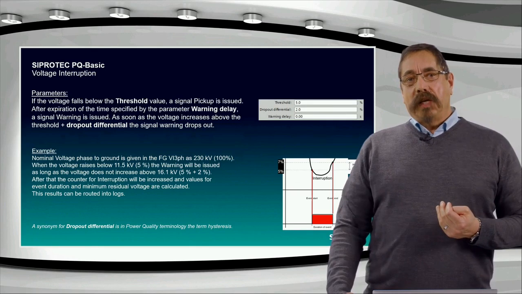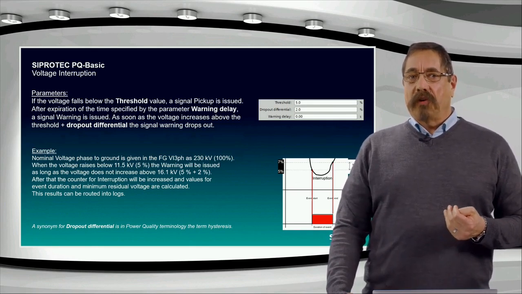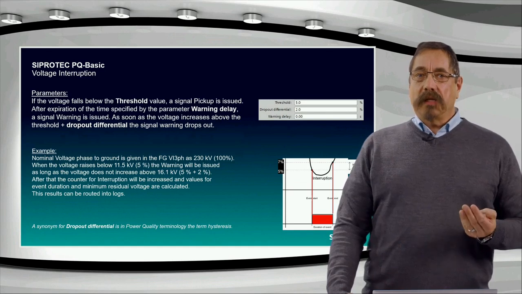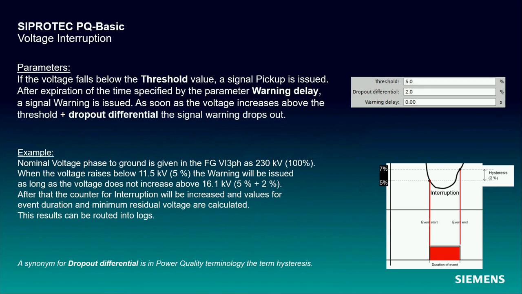And the voltage event type interruption has a predefined threshold of 5%. It starts as soon as the voltage drops below 11.5 kV and ends when the voltage signal rises above 16 kV, the 5% limit plus the dropout differential of 2%.